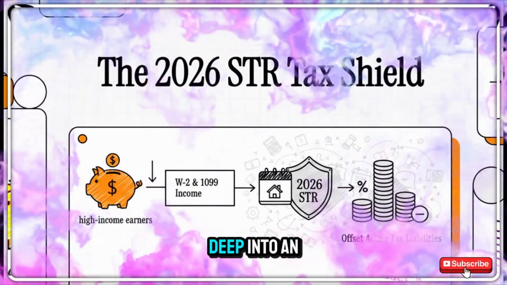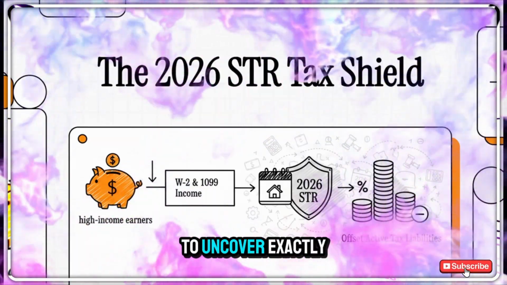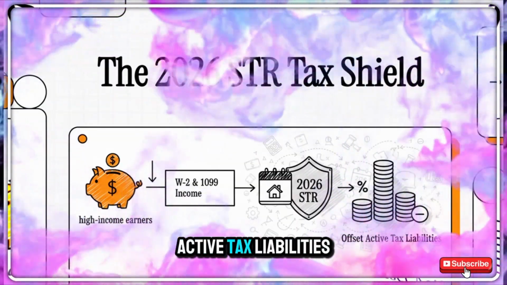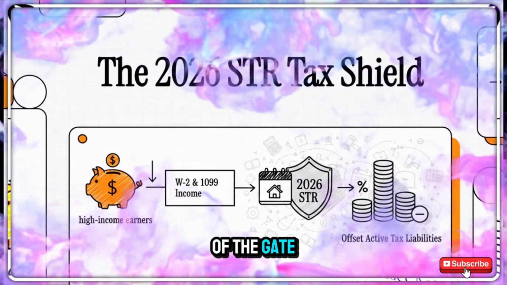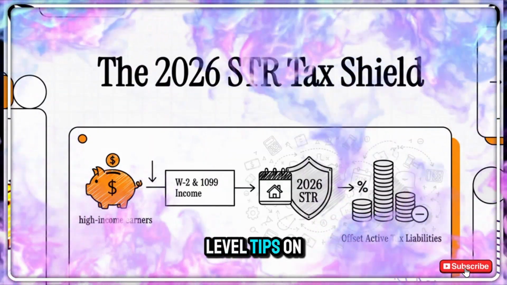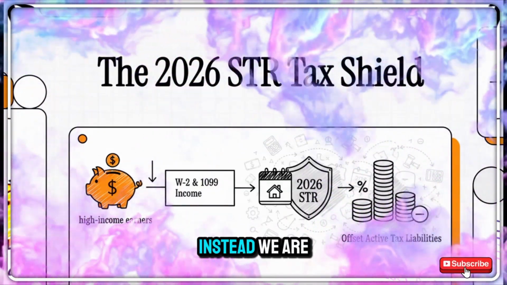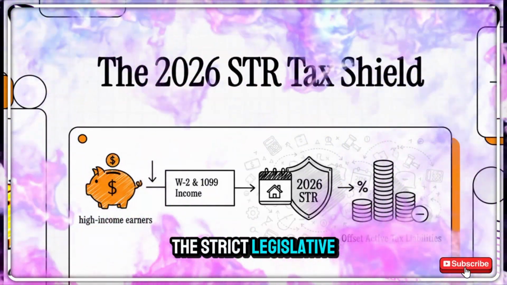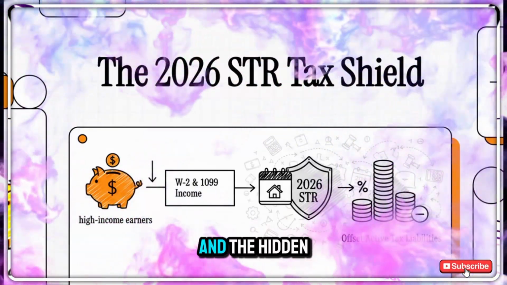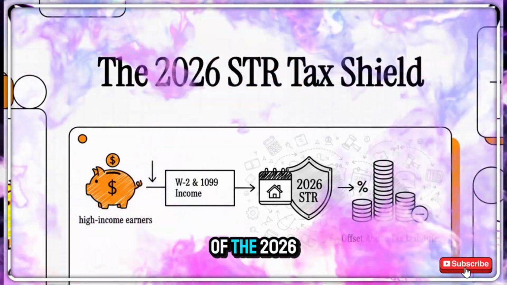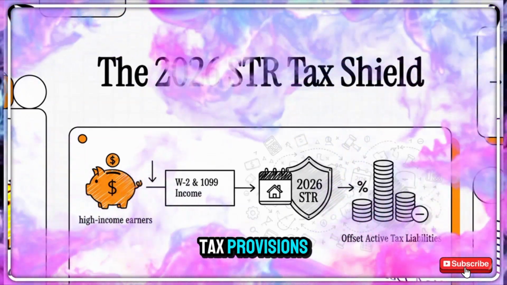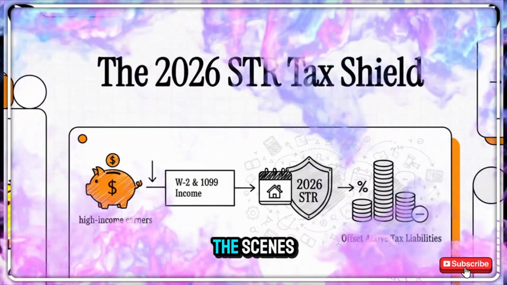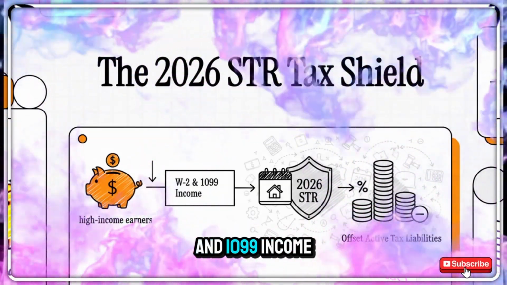Today, we are diving deep into an anonymous expert report to uncover exactly how high-income earners legally offset their active tax liabilities. Now, to be clear right out of the gate, we're not going to be talking about surface-level tips on how to run an Airbnb. Instead, we are treating this as an analytical engine. We're going to dissect the strict legislative mechanisms, the implicit assumptions, and the hidden cause and effect relationships of the 2026 short-term rental tax provisions. We're looking at the actual architecture of the tax code operating behind the scenes to shield W-2 and 1099 income.